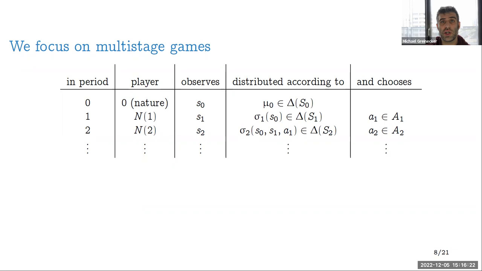Nature makes a choice, but for a technical hack we want to apply, we call it an observation nature makes. So nature observes a signal from a signal space given a certain distribution. And then in the next period, in each period, there's exactly one active player. That player observes a signal of their own, whose distribution might depend on everything that happened before, in particular here on the signal nature observed. And then that player chooses some action. For the purpose of this talk, the action spaces do not depend on histories. In the paper, they do.